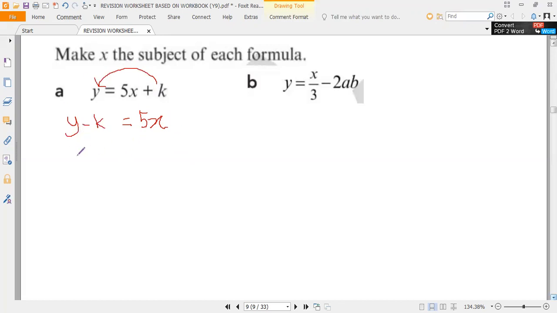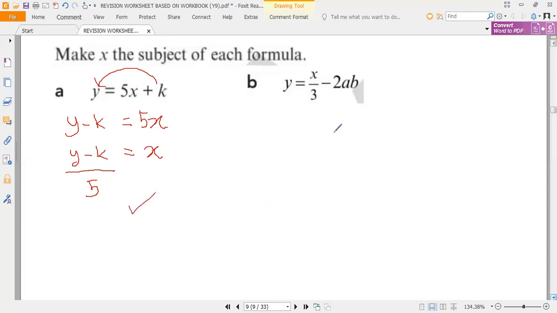All right, next one. y minus k equals 5x. So 5x means 5 times x. So we are going to bring the times 5 to the opposite side now. We make x alone and y minus k divided by 5. This is the final answer. So x is alone, y minus k over 5 is the new portion of it. Settled.